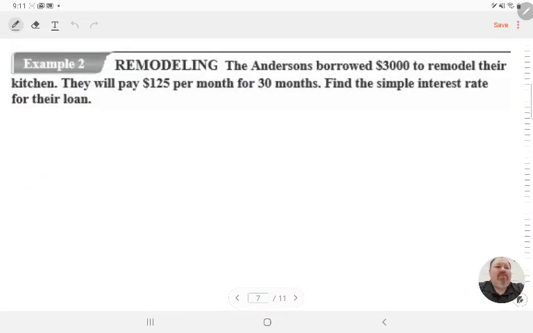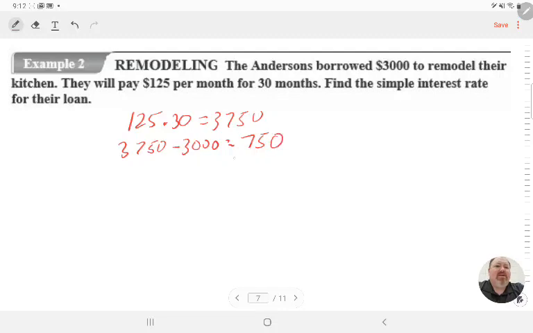So the Andersons borrowed $3,000 to remodel their kitchen. They will pay $125 per month for 30 months. Find the simple interest rate of their loan. So again, I can say 125 times 30. That's going to equal 3,750. I can then take 3,750, subtract my initial amount I borrowed, and I know that the interest the Andersons are paying is $750.